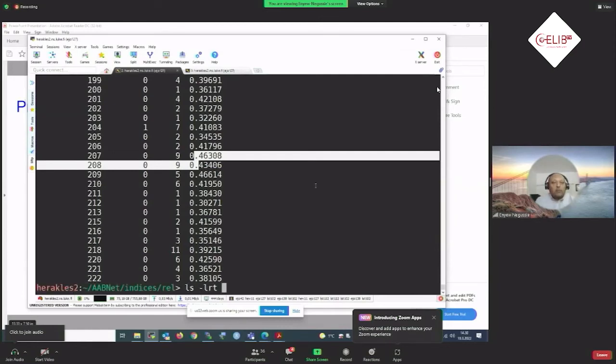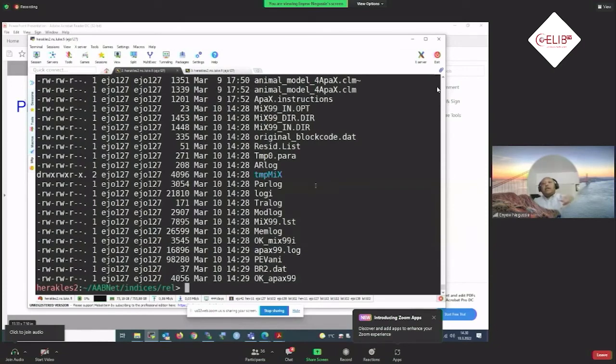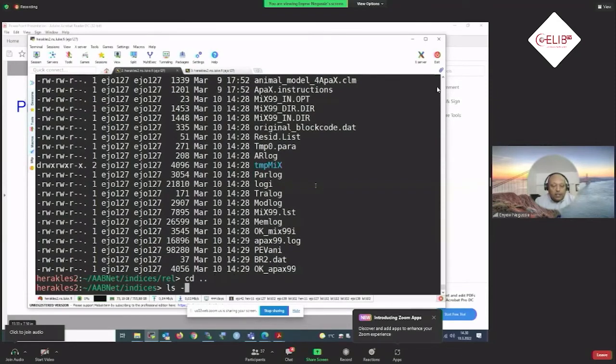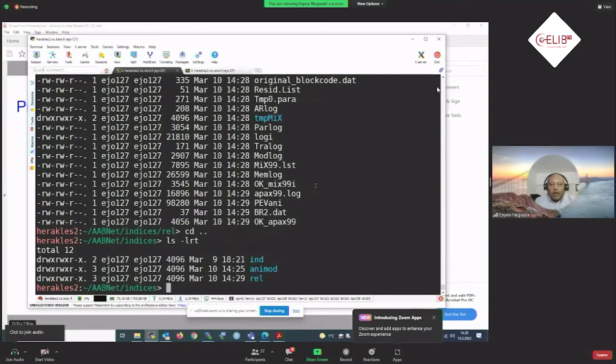So we have now estimated for each of the animals their breeding values and their reliabilities. Now the second and last step, finally: how can we make sense out of this bunch of numbers? And we go to indices.